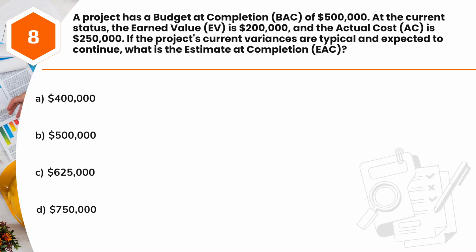Question 8. A project has a budget at completion, BAC, of $500,000. At the current status, the earned value, EV, is $200,000, and the actual cost, AC, is $250,000. If the project's current variances are typical and expected to continue, what is the estimate at completion, EAC? A. $400,000. B. $500,000. C. $625,000. D. $750,000.